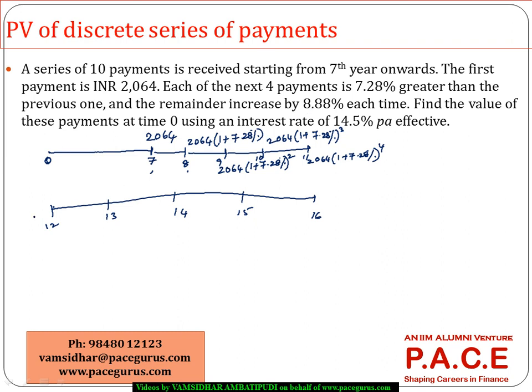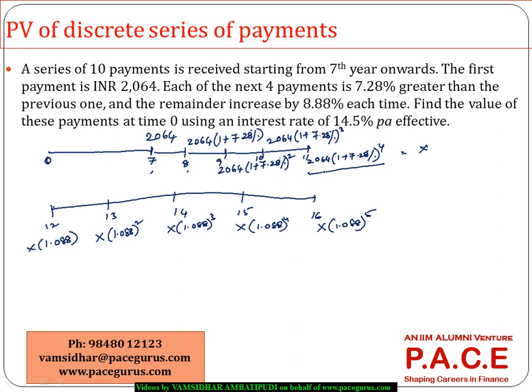And after that the increase is 8.88% each time. So whatever this number is, if I call it x, then x multiplied by 1.088, x multiplied by 1.088 squared, 1.088 cubed. These are my overall cash flows. Now I want to find out the present value of these cash flows.